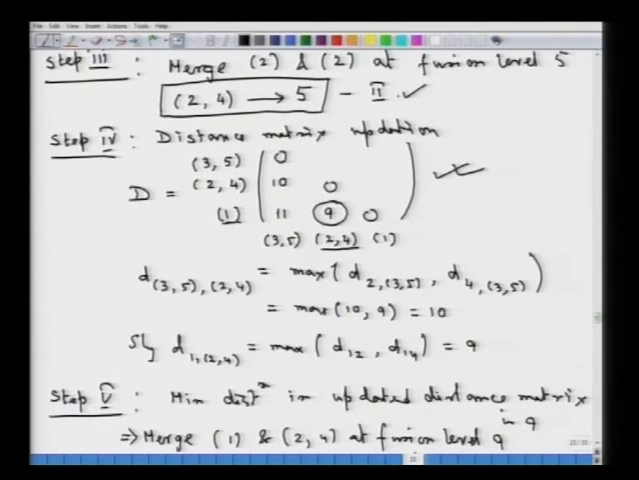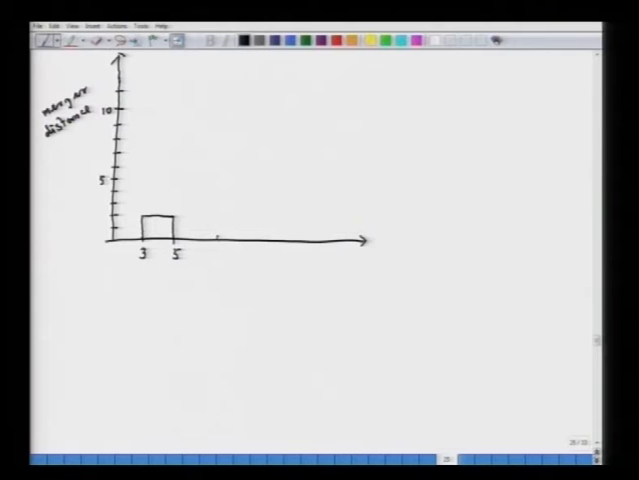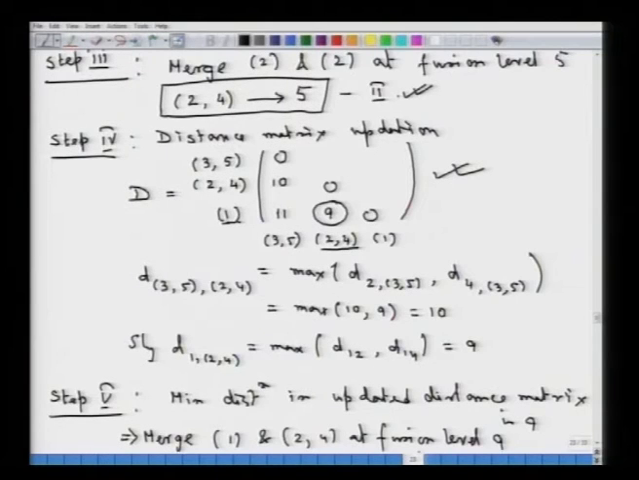We will next look at the second information: 2 and 4 have merged at a level 5. Let us see. So, this is that level 2 merger, this is that level 5 merger, case number 2 and case number 4 are merged to form a new cluster, right. So, we have taken care of this one.